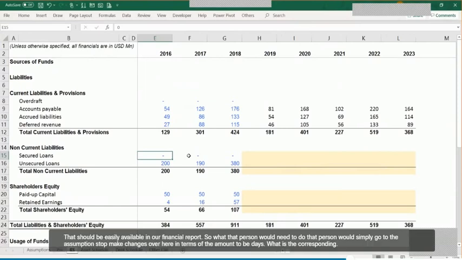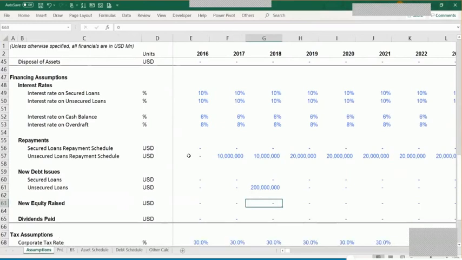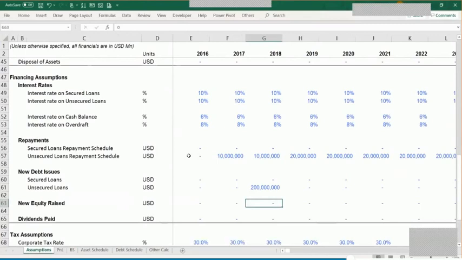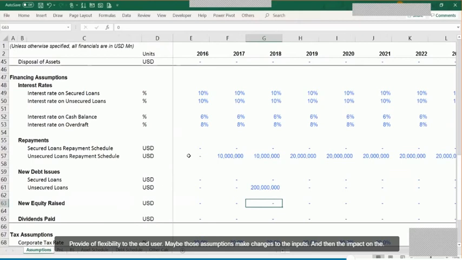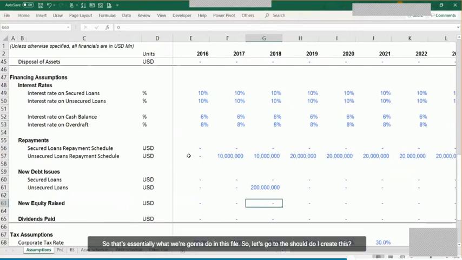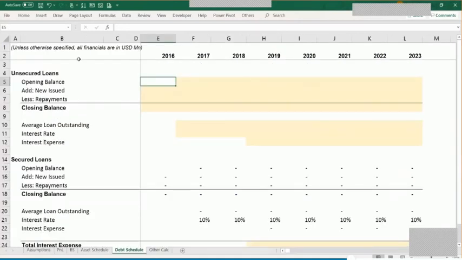What that person would need to do is simply go to the assumptions tab and make changes over here in terms of amount to be raised, what is the corresponding interest rate, and so on and so forth, and accordingly it will flow in the financial model. Because the essence of creating a model is to provide flexibility to the end user to play with those assumptions, make changes to the inputs, and then see the impact on the final output. So that's essentially what we're going to do in this file. So let's go to the debt schedule and create the schedule for unsecured loan.